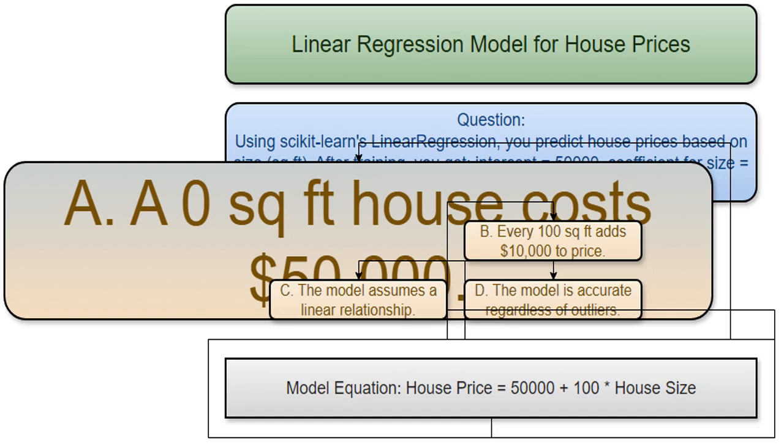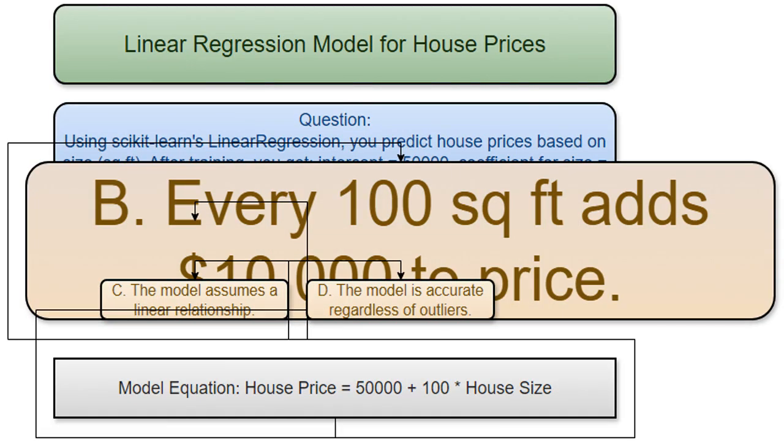Makes sense, right? I can explain this. The coefficient of 100 means for every additional 100 square feet, the predicted price increases by 100 times 100 equals $10,000. That's the slope of the line. It tells us how much the house price changes per square foot.